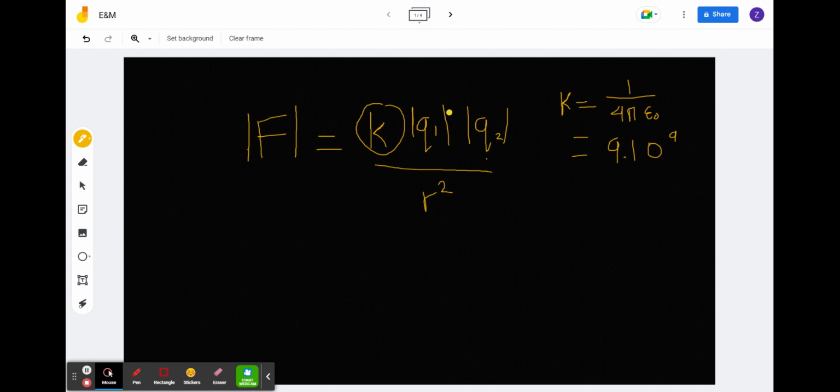So notice that these charges, they have a magnitude symbol around them. Because what happens is the magnitude of the force can't be negative. So if we had an electron or a negatively charged particle, we can't put in a negative sign here because then we get a negative magnitude, which doesn't make sense. So we take the magnitude of each charge and multiply them together.